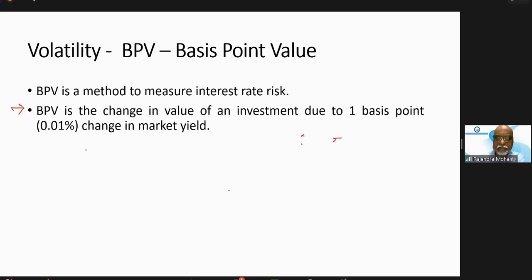Sir, please show the calculations again. Can you read this sentence loudly? BPV is the change in the value of an investment due to 1 basis point, that is 0.01% change in the market. So if the market rate or market yield changes by 0.1%, what is the change in the value of the investment?